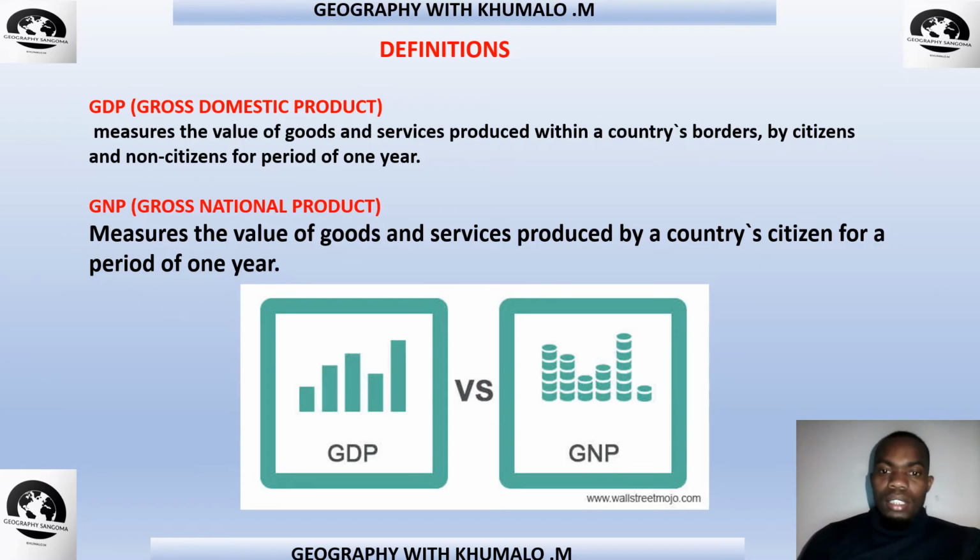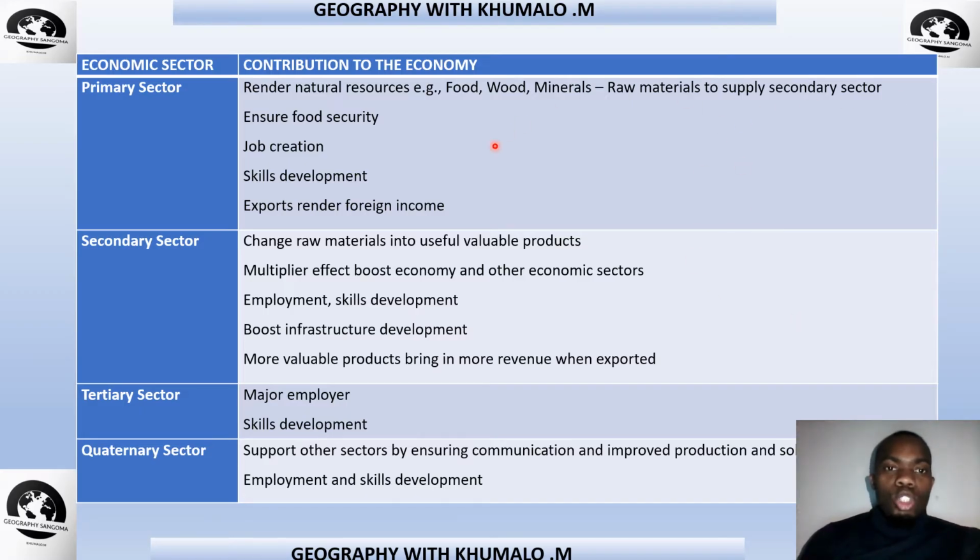Now, I want us to look at how these economic sectors contribute to the economy. We say that the primary sector renders natural resources such as food, wood, minerals, and raw materials to supply to the secondary sector. It ensures food security, it creates jobs, there is skill development, and it also contributes with exports which render foreign income.